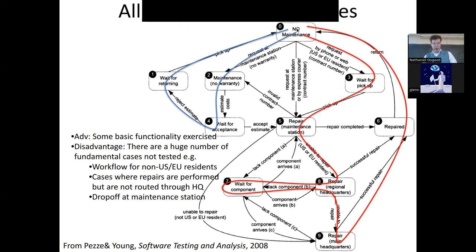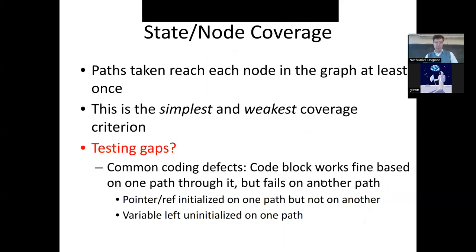Here we have other paths from start to finish. We don't need any maintenance. We request it at a maintenance station. They estimate the cost and then we wait for our acceptance. We reject it and we say, sorry, it's not worth it to fix my phone for $200. I can get a new one for cheaper than that. And we go back to the no maintenance state. That's one path. Another path might request it via phone or web and it gets picked up and we deem it unable to repair or what have you.